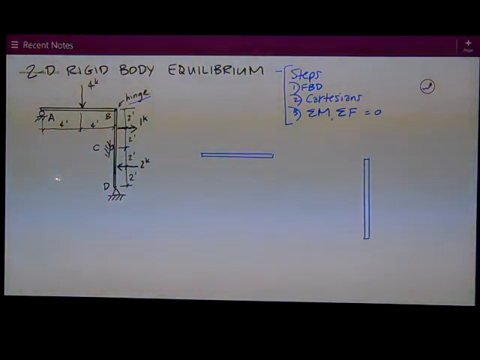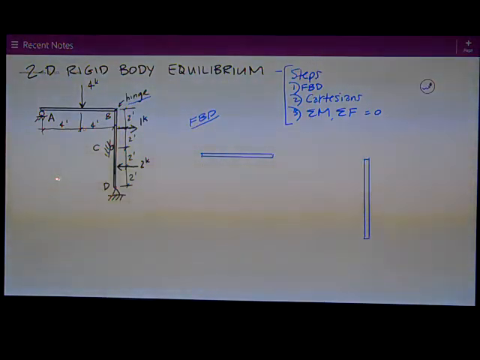With these problems with a hinge in it, it's kind of like a simple frame. I need to split it up and have 2 free body diagrams and analyze them separately, and remember Newton's third law. So let's do a free body diagram first of member AB.